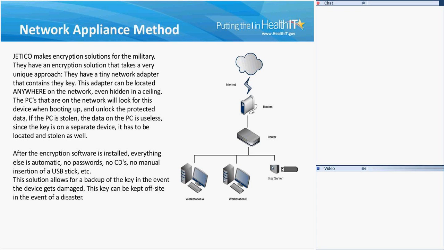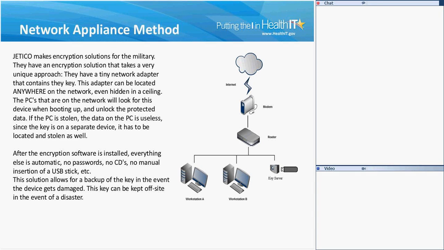They have a tiny network adapter that can be placed anywhere on the network, even tucked away in the ceiling, behind the wall, in a cabinet. Nobody knows where this device is. At each PC, as it comes up, it looks for that device somewhere on the network. So if your PC gets stolen, or even your server gets stolen, which according to HHS, 57% of all breaches are due to stolen equipment, the equipment is absolutely useless because they don't know where the key was stored in the building. So that could be any place on your network.